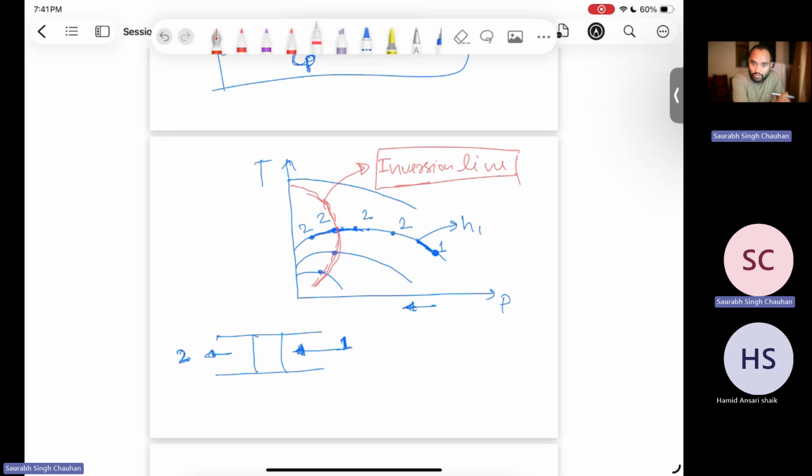So if someone asks whether the temperature will always reduce during throttling, the answer is no. We have to be on the left side of this inversion line. Yes, sir. Okay.